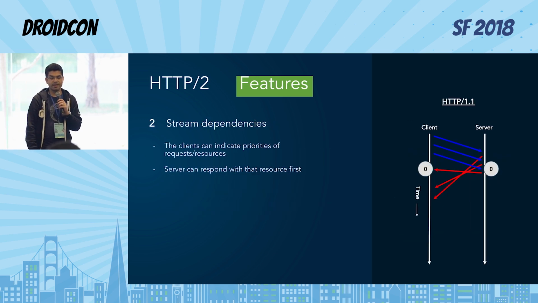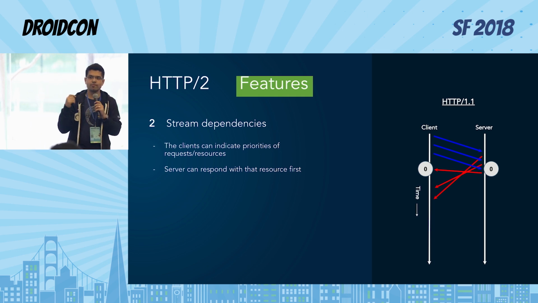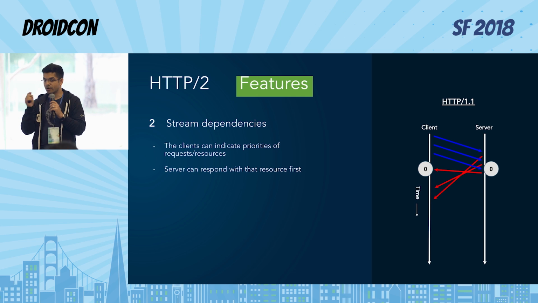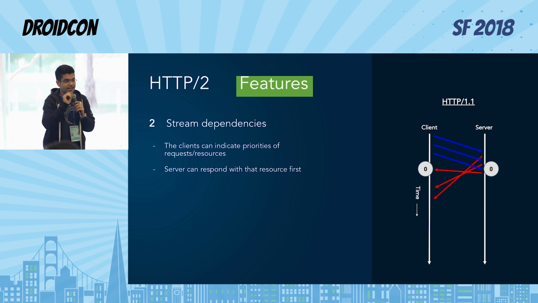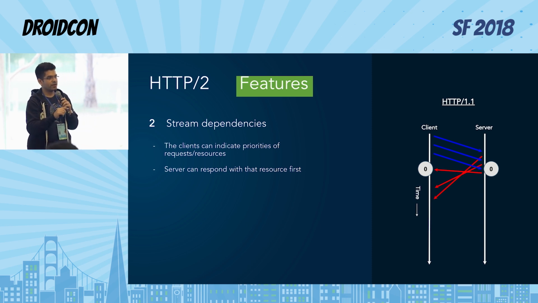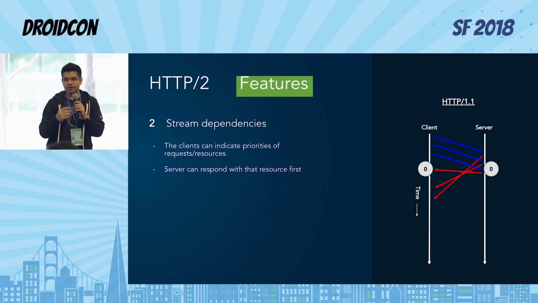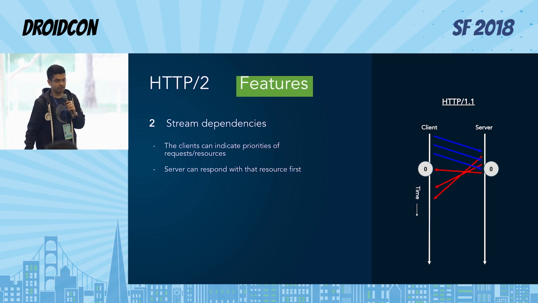Next would be stream dependencies. So now when you are making multiple requests on one single TCP connection, you might want to give priority to one of the resources or requests. So you can make another request and say, this is the resource I want to be delivered first. So the server, instead of sending everything in a random order, honors that priority that you have set and sends down the request that you have requested as a priority.